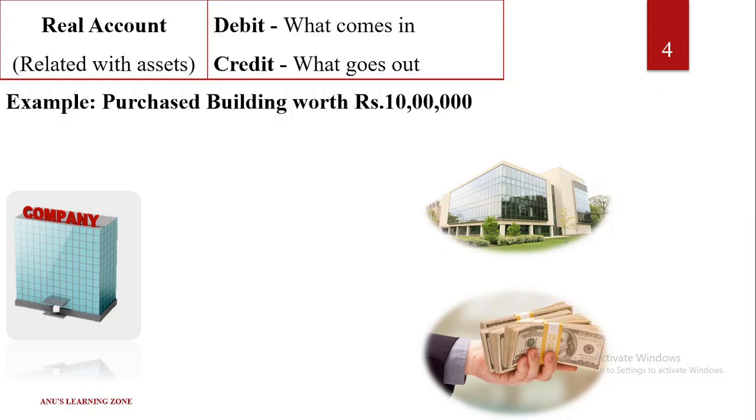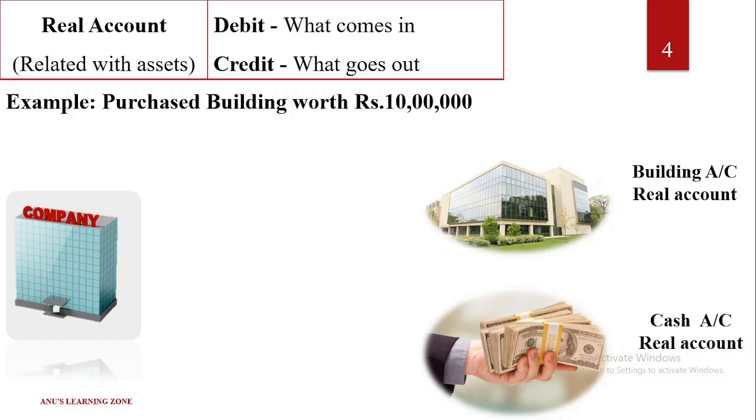If the transaction is not mentioned as a credit purchase, or if it doesn't mention any name of the suppliers, we need to assume or consider the purchase as a cash purchase. That is the reason why we took the second account as cash account. Therefore, the two accounts from this transaction are building account, which belongs to real account, as well as cash account, again which belongs to what? Real account.